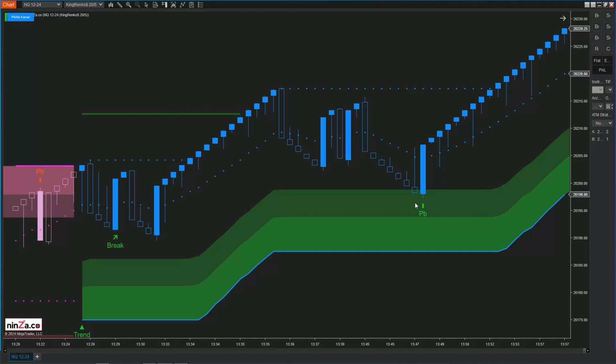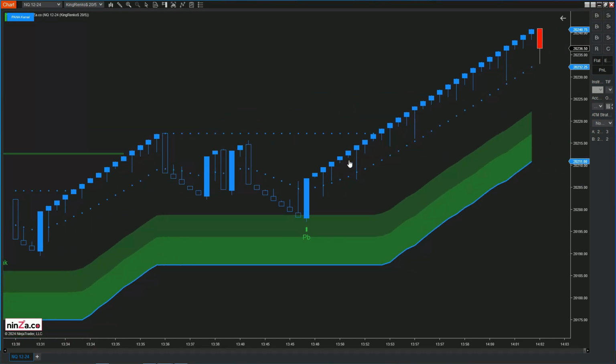And again, you get to customize when this pullback signal will appear. I don't think I changed this, but you can. Now, unlike the break signals which can appear a number of times in a given trend, the pullback signal appears only once in a trend. So in this bullish trend, there will only be one pullback signal.